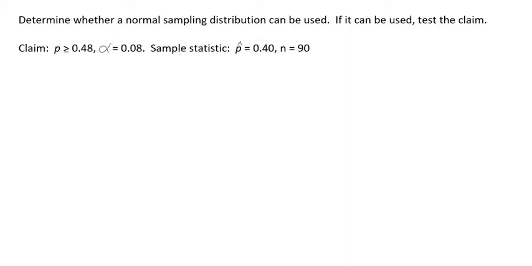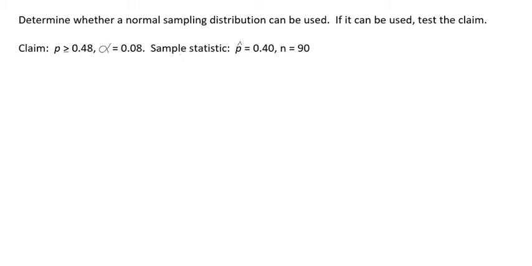Determine whether a normal sampling distribution can be used. If it can be used, test the claim. Claim is p is greater than or equal to 0.48, alpha equals 0.08, your sample statistic is p hat equals 0.40, and your sample size is 90.